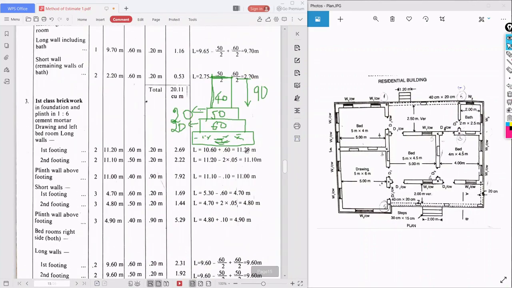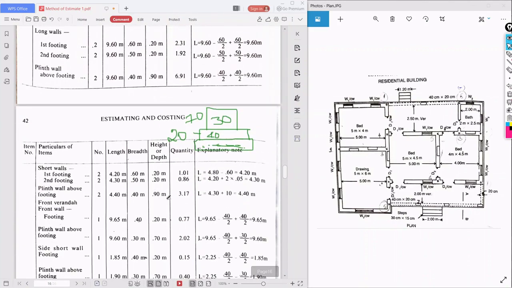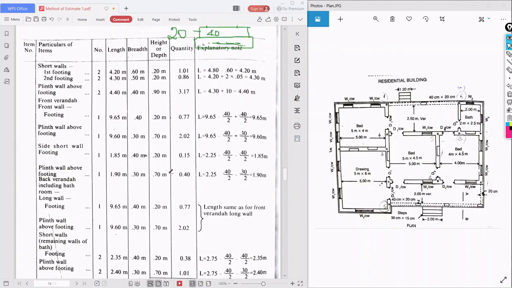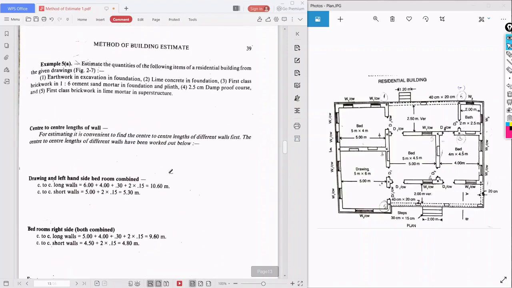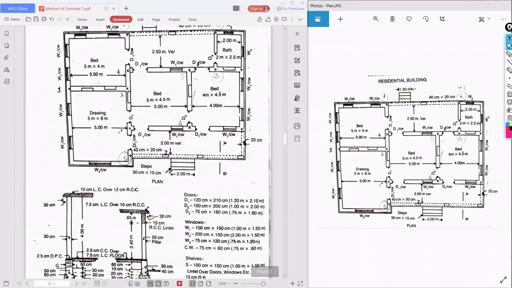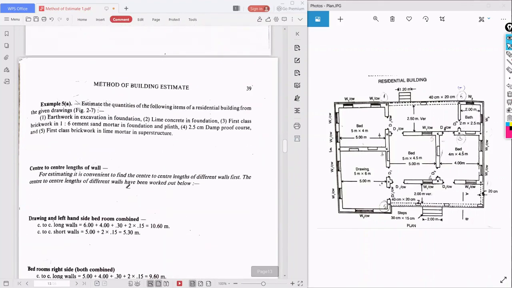Next, after the first class brickwork, what we have to do? Then DPC will come. They have already given the thickness, that is 2.5 centimeter DPC we have to put. So 2.5 centimeter damp proof course is there, and again first class brickwork is there. Another two items of work have to be done. We'll do in the next session.